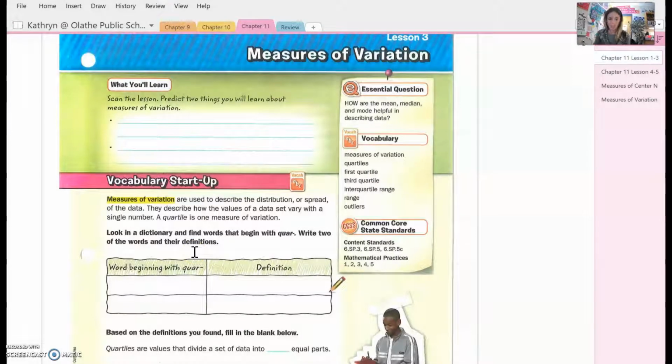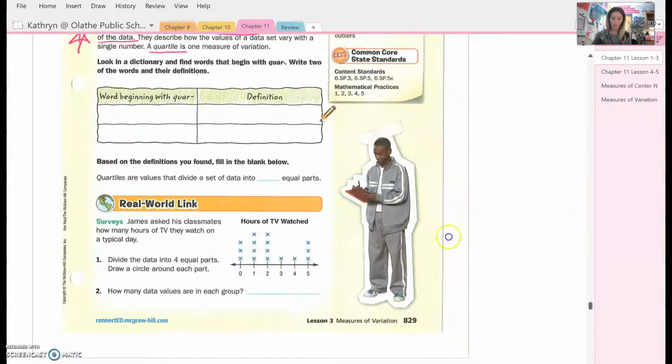You're going to need to take a look at your page, which is 829. So we're just going to first take a look at what this actually means when I talk about the measures of variation. Right here, it says measures of variation are used to describe the distribution or spread of data. Okay, so keep that in mind. They describe how values of a data set will vary within single numbers. A quartile is one measure of variation. So let's take a look at what they mean by that.